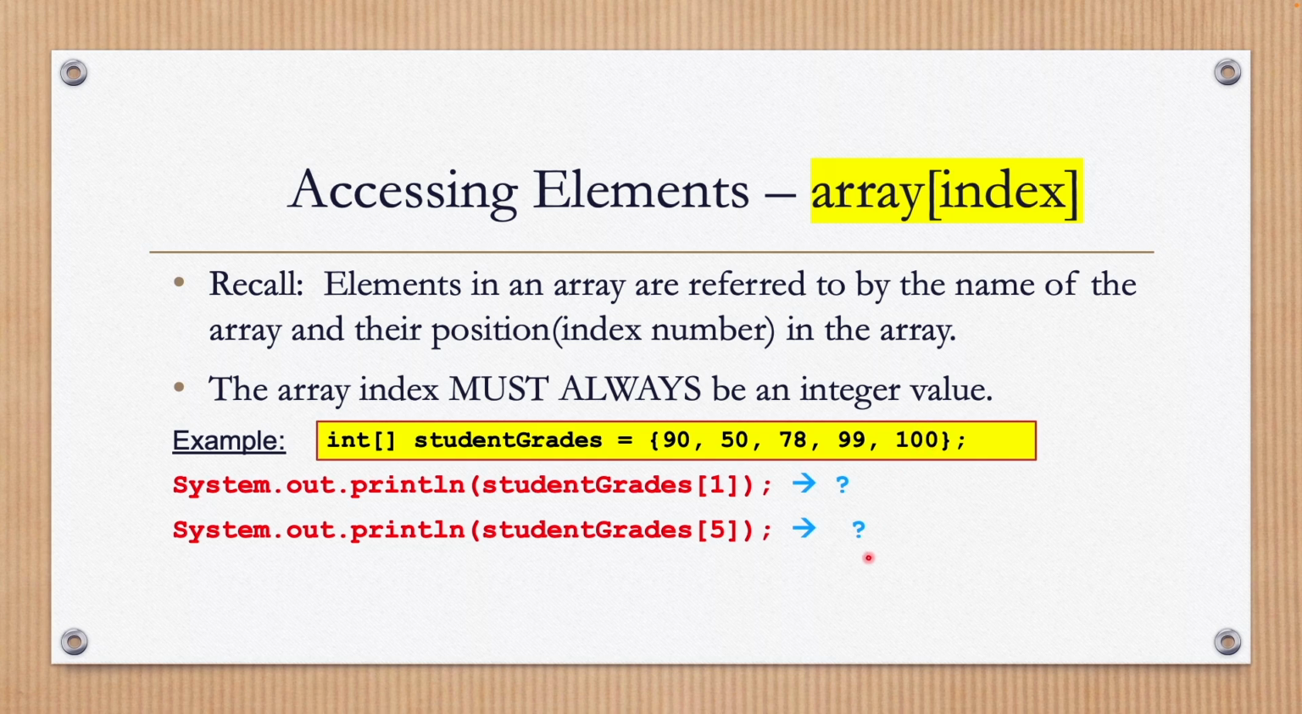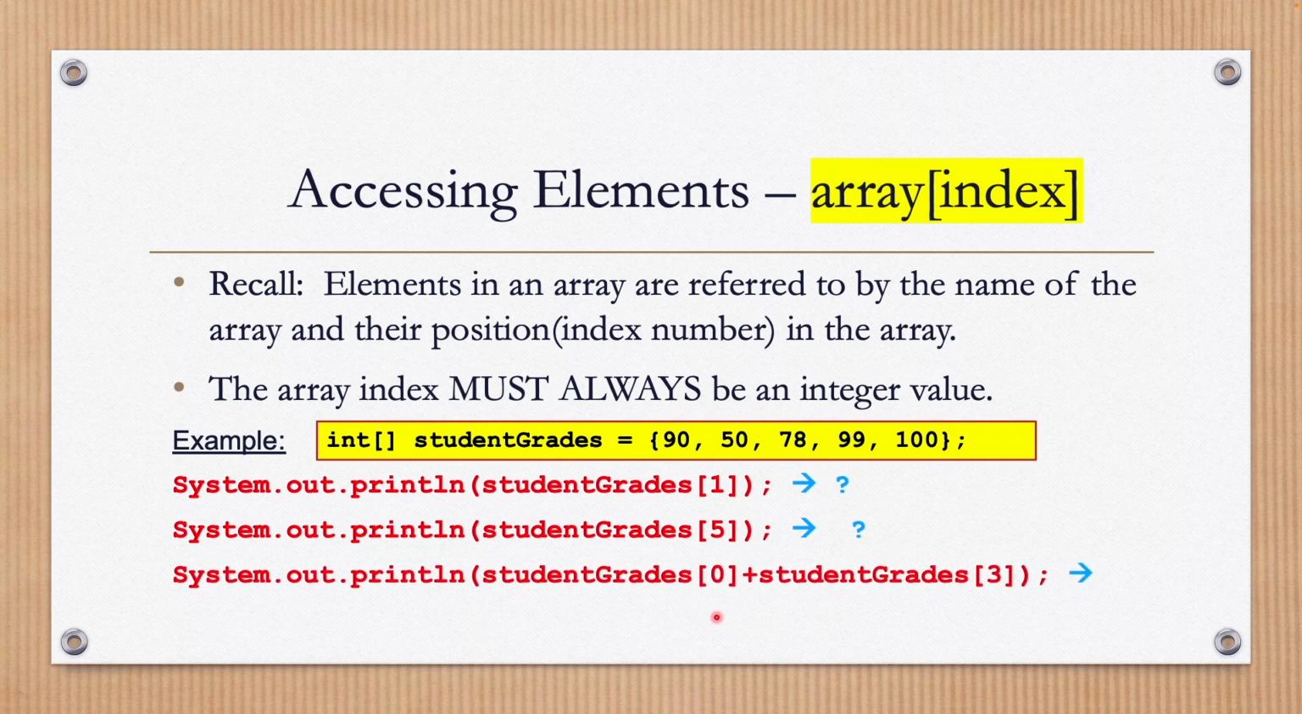If you said 100, that's actually wrong. Just count the position number from 0. So 0, 1, 2, 3, 4. So we actually don't have a value at position 5. Therefore, an error.